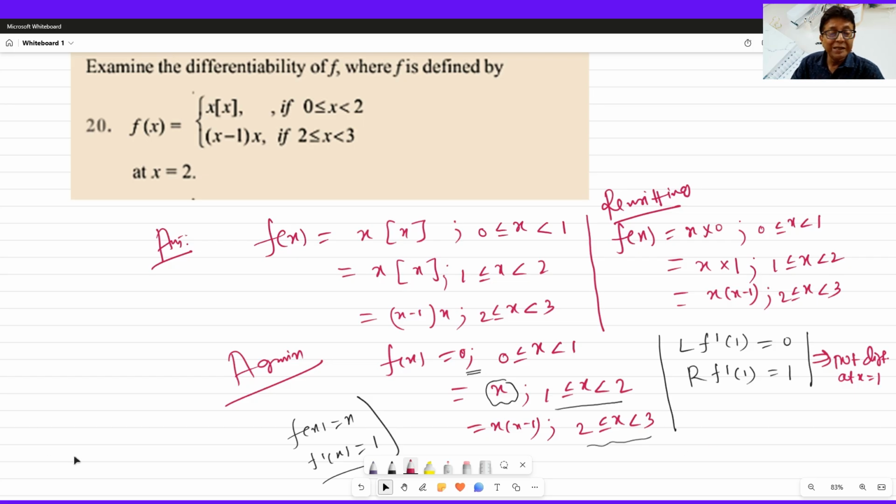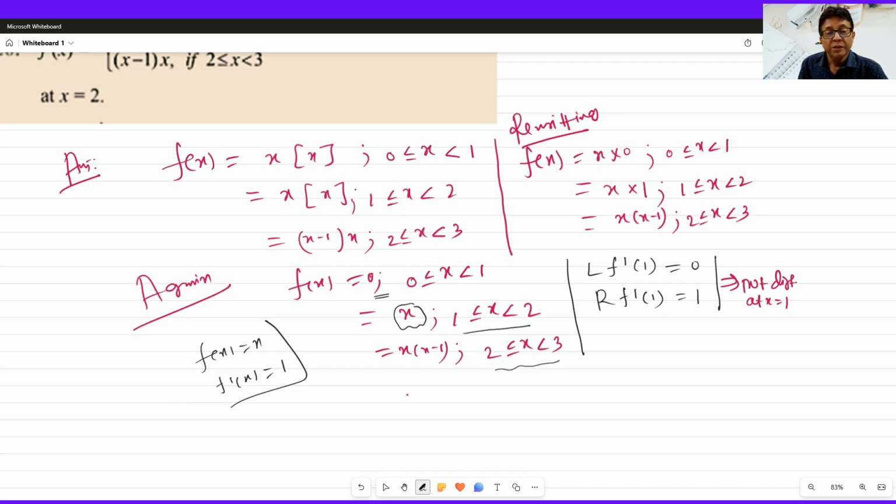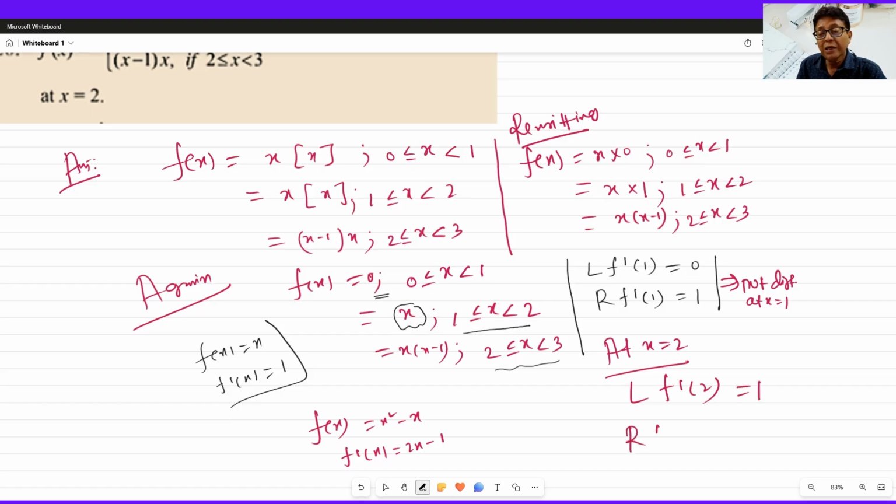Now, what about the point x equal to 2? Is it differentiable over there? When x is greater than or equal to 2, f(x) is x squared minus x. You just check. f dash x is 2x minus 1. So at x equal to 2, L f dash 2 you will be getting by putting it there. That is 1. And R f dash 2, differentiate and put there. 2 into 2 minus 1, that is 3.